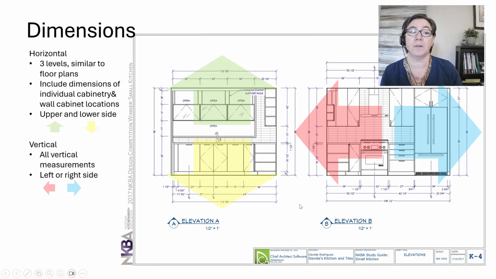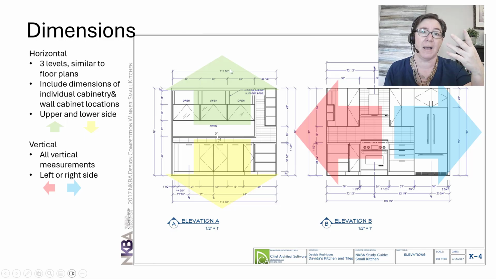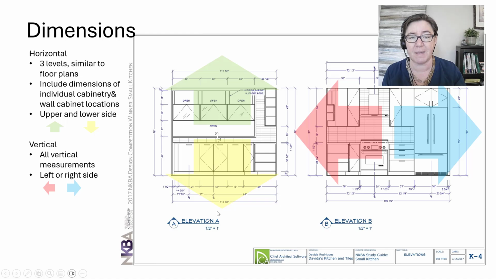Let's talk about the horizontal ones first. Your horizontal dimensions, you're going to divide your elevation in half, and everything that's in the upper half of your elevation is going to get dimensions above the elevation. That's why I've drawn this big green arrow. Everything in the bottom half gets dimensions below. Again, you just get to make a judgment call about what those are.